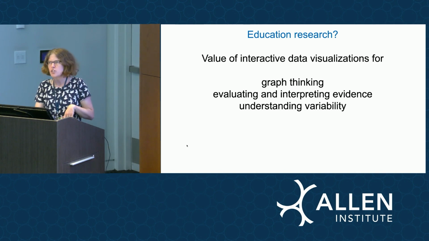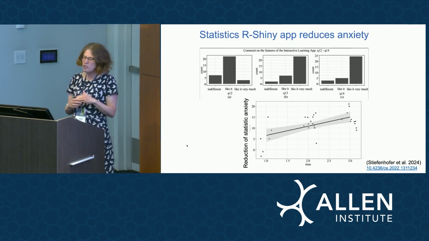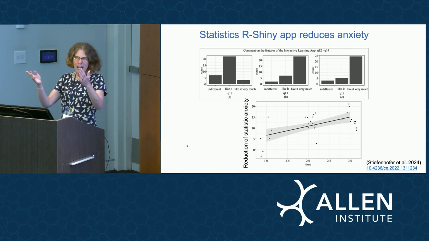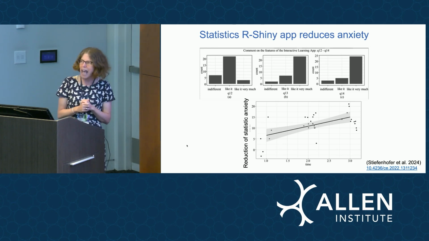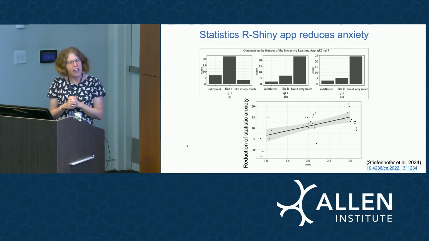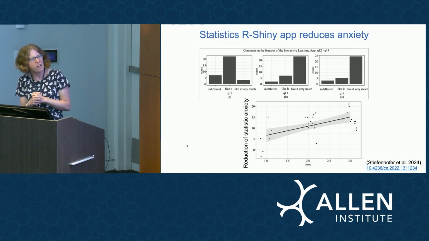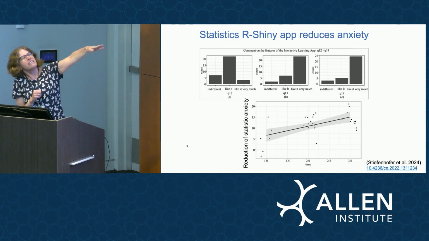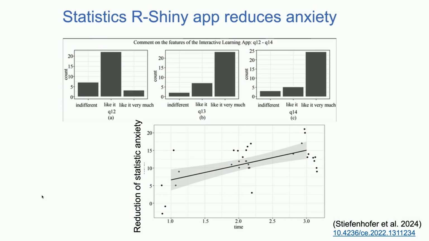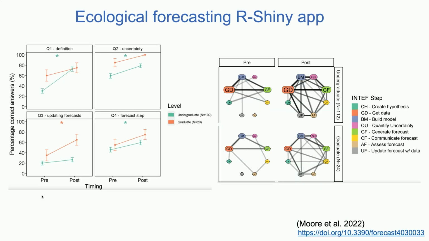But in preparation for talking about this, I did look in the literature a little bit. Maybe some of you can help me with other resources, but there really hasn't been all that much evaluation yet. Most of the studies have pretty small sample sizes. So this is a statistics interactive visualization with R-Shiny, showing that students generally like it. There's some reduction of statistical anxiety, but I think there is still a lot of work to do to figure out how we can use these interactive visualizations.